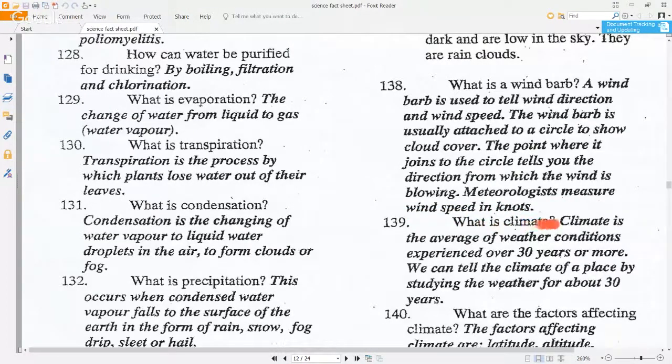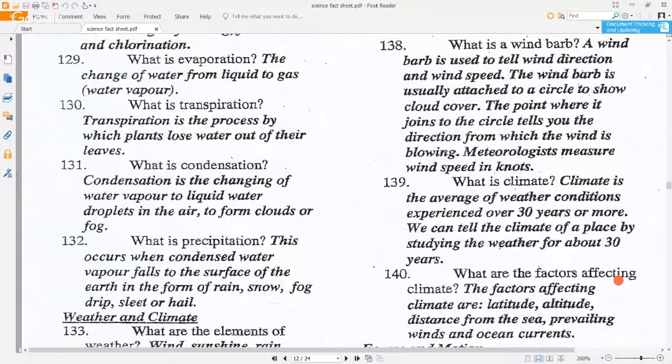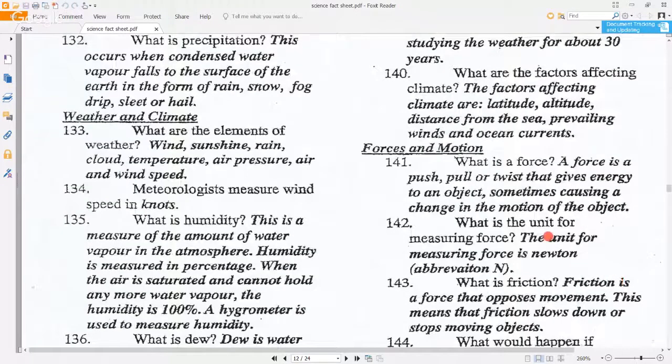So what is climate? Climate is the average weather conditions experienced over 30 years or more in a particular place. We can tell the climate of a place by studying the weather for about 30 years. What are the factors affecting climate? These factors include latitude, altitude, distance from the sea, prevailing winds, and ocean currents.